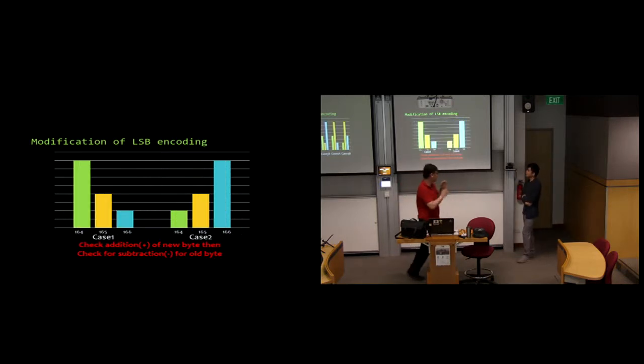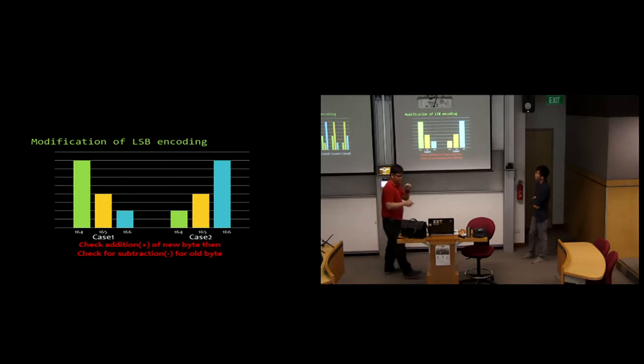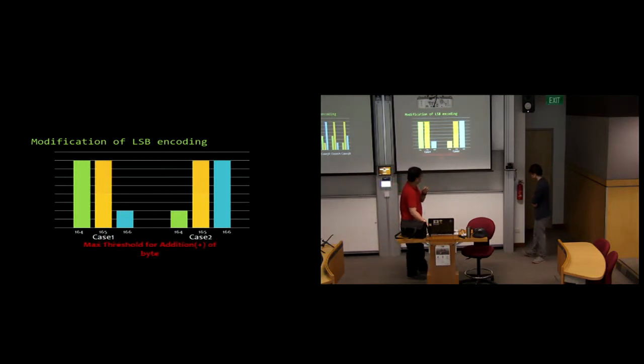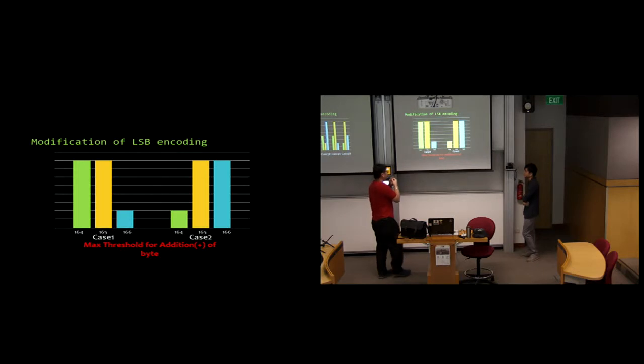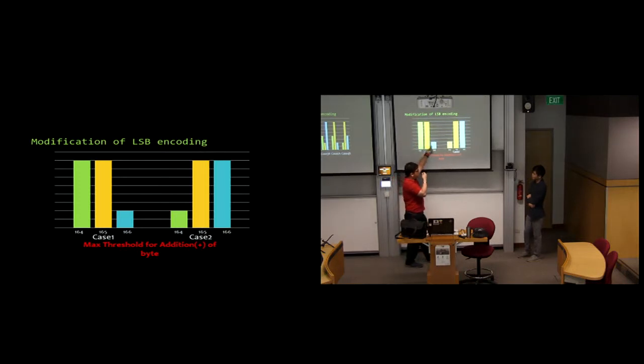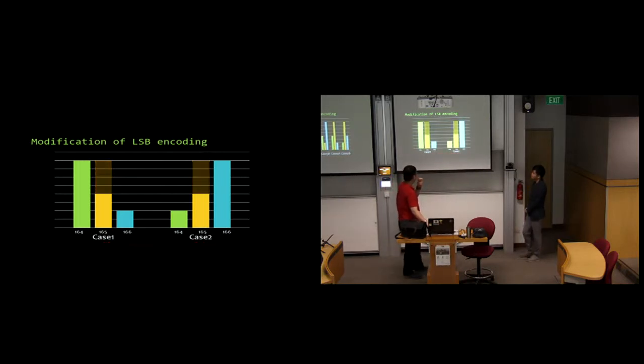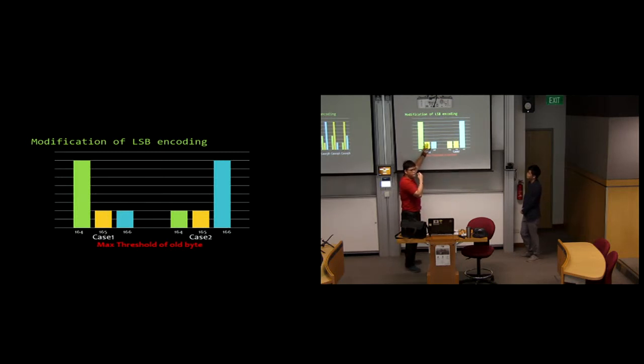So the first case is checking before you add the new byte, you have to check. And then you have to check for subtraction of the old byte. So for example, the mesh threshold: you won't want this middle guy to exceed the left side if the left side is higher than the right side at first, and you won't want this guy to exceed the right hand side either. So this is to check the threshold. So for the subtraction as well, you wouldn't want it to go below this to make it a groove.